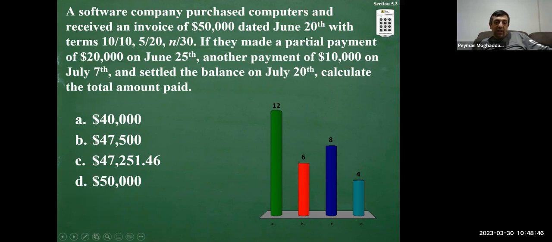Okay, so this is like you have three payment terms, and you have three payments made, right? One payment on June 25th, which I think is in the first one. The second payment is done in the second one, and the third payment is done in the third one. Okay, and it says calculate the total amount paid. I'll give you 5 minutes for this as well.